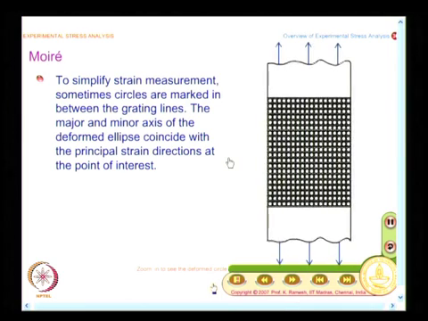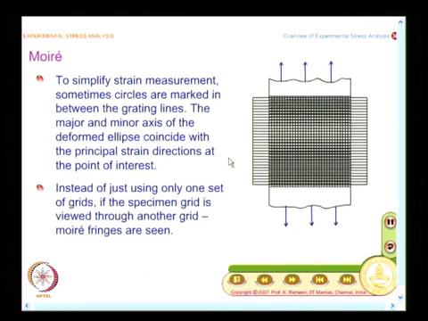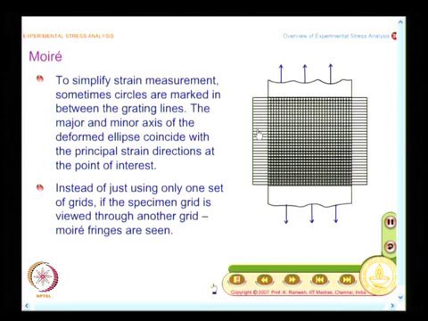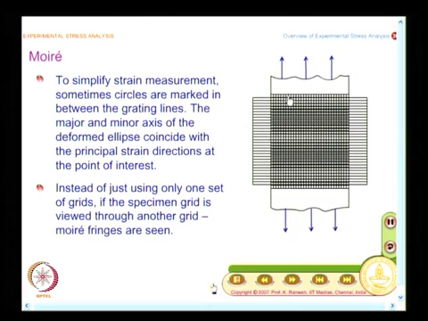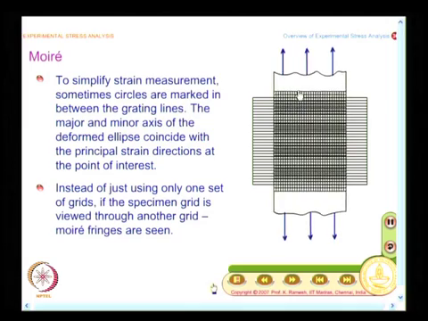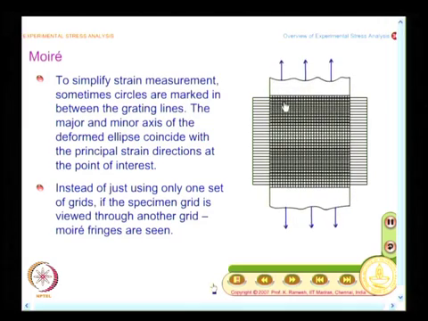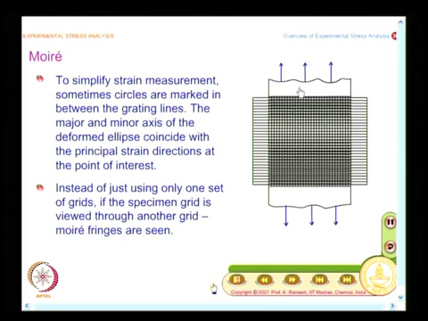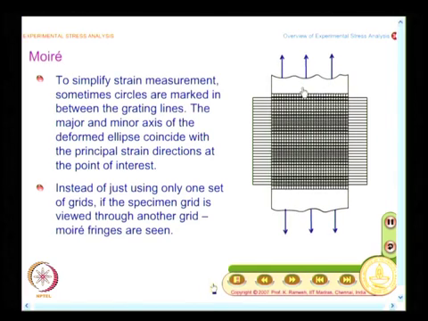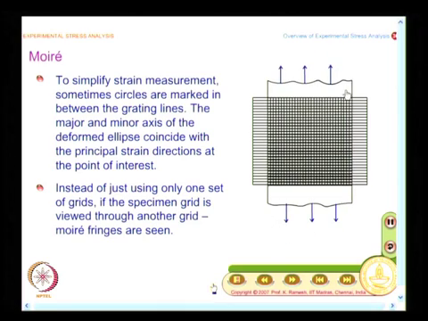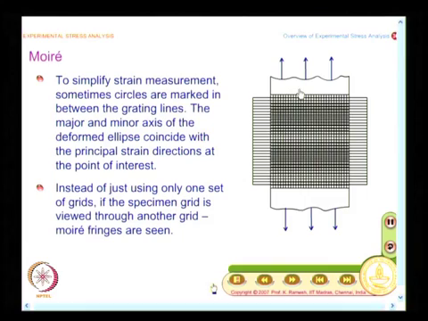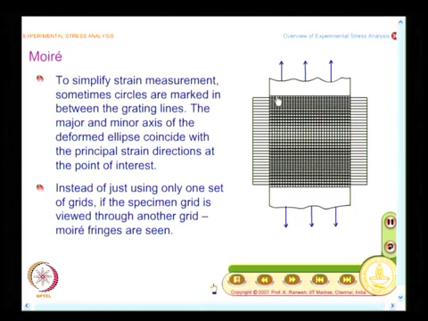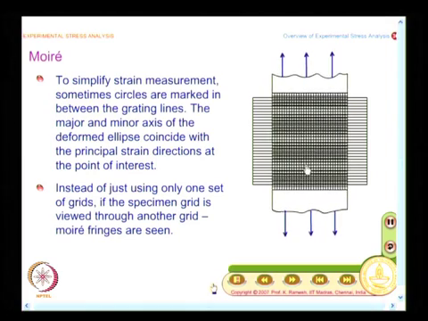And later on what we did was, instead of using only one grid, we have used two grids. We call one as a master grating and another as a specimen grating. And here the specimen grating is cross hatched and master grating is horizontal lines. And I pull the specimen. So, the specimen elongates as well as contracts because of Poisson effect. And what you see here is the actual specimen deformation is small, but you see a play of fringes.